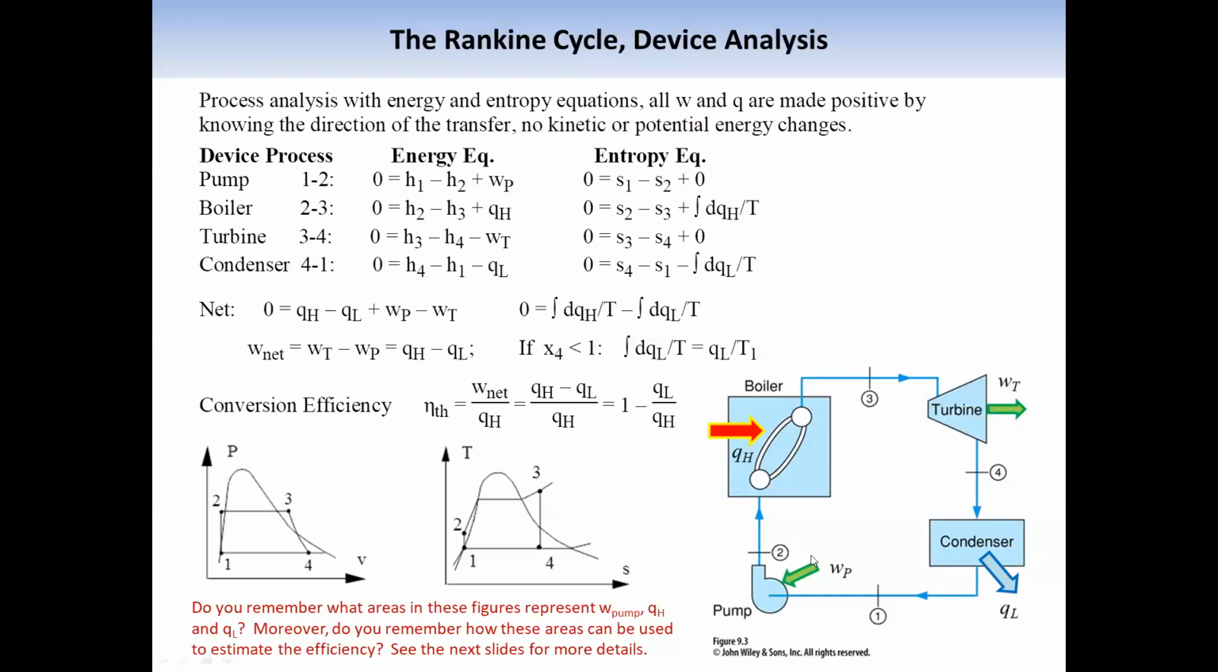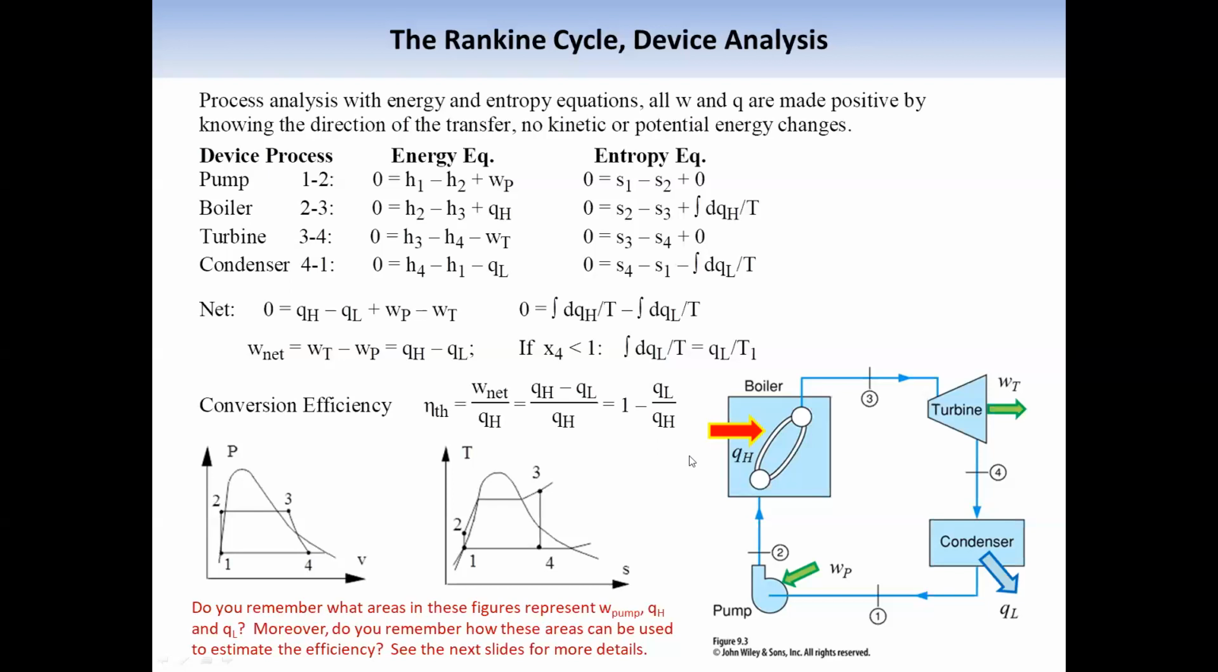Finally, we have to know the definition. Conversion efficiency or thermal efficiency of an idealized Rankine cycle, by definition, is the net work performed, that's this quantity, divided by the energy absorbed from the boiler. As an investor, we are always interested in this efficiency. And this equation we have seen before, 1 minus QL divided by QH.